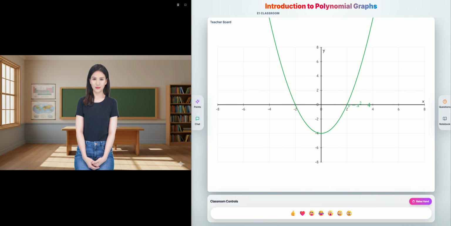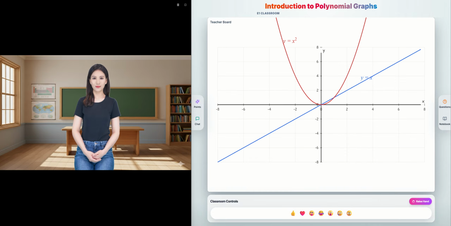Throughout this lesson, you'll discover how polynomial graphs appear in things like physics, engineering, and even nature. Next, we'll dive into the basics of these graphs. Then we'll practice matching equations to their shapes and wrap up with a fun game. Let's start by examining linear polynomials.